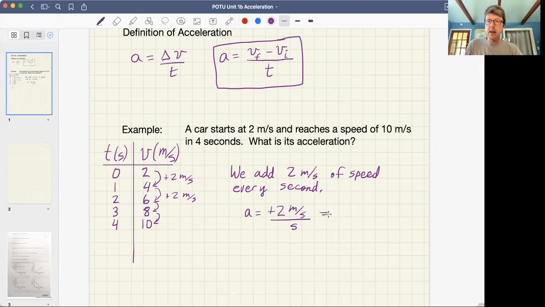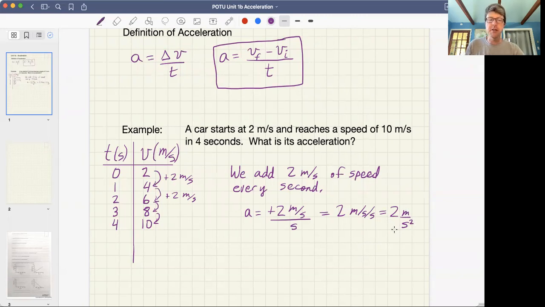And so we can write that also like this. You know that when we divide by seconds after the whole thing, we really end up with 2 meters per second per second. But a different way to write that would be 2 meters per second squared. I'm actually going to write it like this, meters per second squared. So the units of acceleration are meters per second squared.